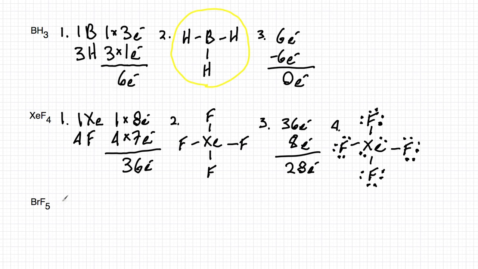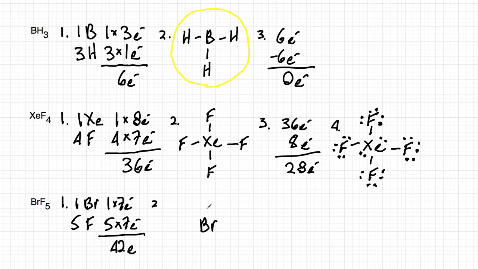For our next example, this is bromine pentafluoride. And let's go ahead and add up the electrons. We've got 1 bromine, and that's going to be 1 times 7 electrons. And we have a total of 5 fluorines, and so that's going to be 5 times 7 electrons. And so that ends up being 42 electrons. For step 2, well, let's see. Looks like bromine's going to be in the middle of things, just to keep everything symmetrical. So we'll put the fluorines all the way around it.